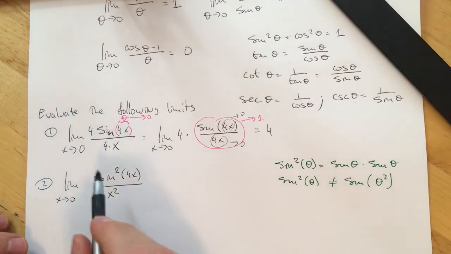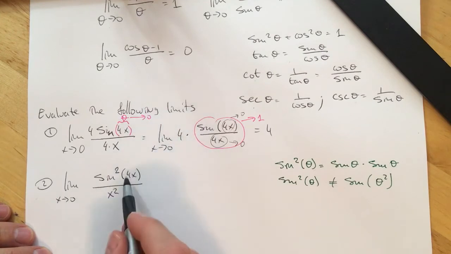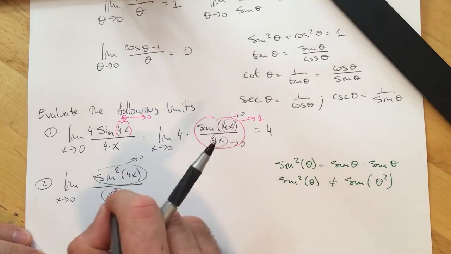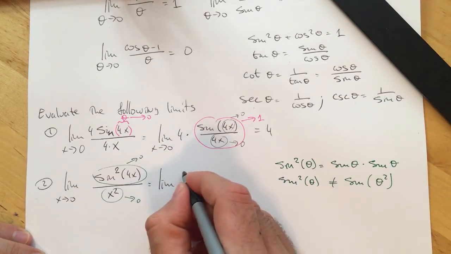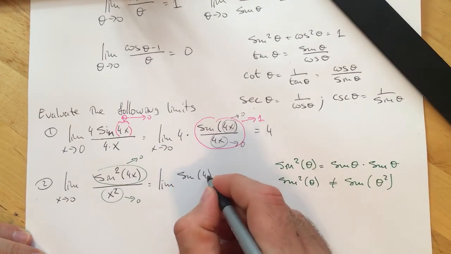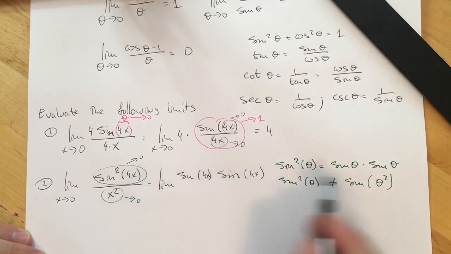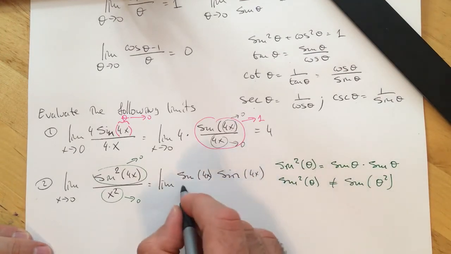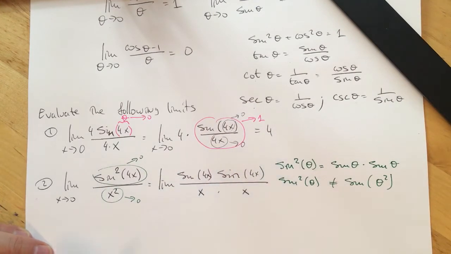Always start with the direct substitution as we have done so far. Sine of 0 is 0, so 0 squared is 0, the numerator goes to 0, and the denominator goes to 0. Now in order to make this slightly more visible, I have a limit of sine of 4x times sine of 4x. That's what sine squared of 4x means: sine of 4x times sine of 4x, over, and of course x squared can be written as x times x.